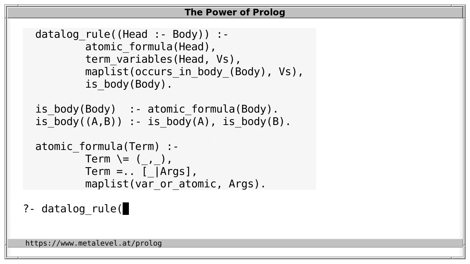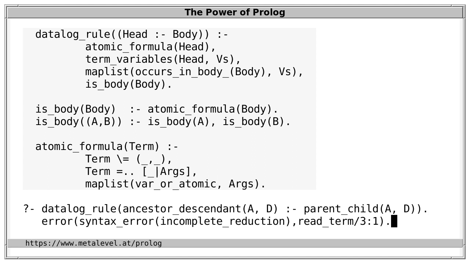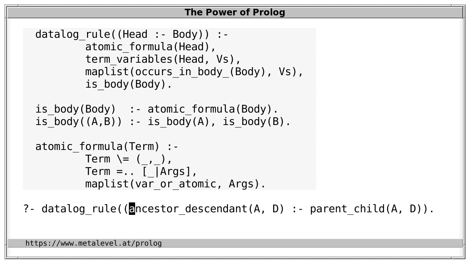For instance, we can ask, is the following a Datalog rule? Ancestor descendant of A and D if parent-child of A and D. Is this a valid Datalog rule? Well, that's a syntax error. Because we must use additional round brackets for the argument due to the priority of the operator :dash. And yes, that's a valid Datalog rule. So we can use our specification to test the validity of Datalog rules.